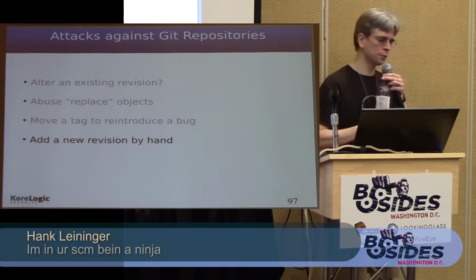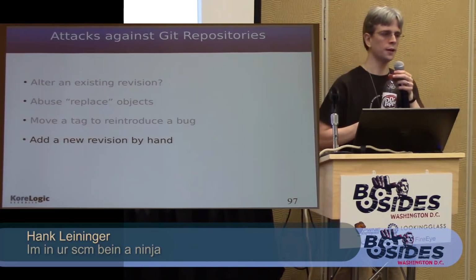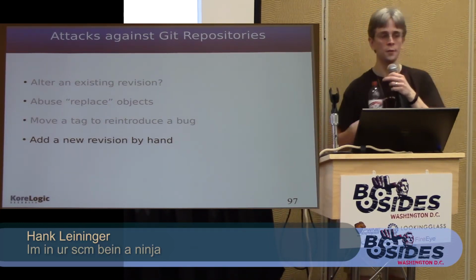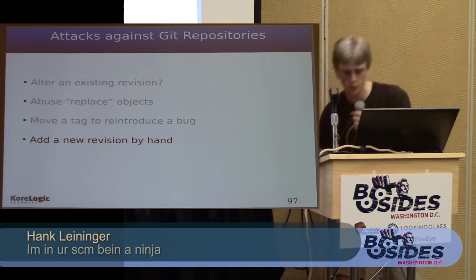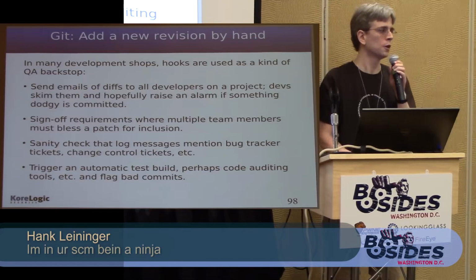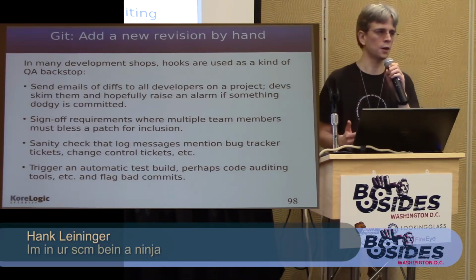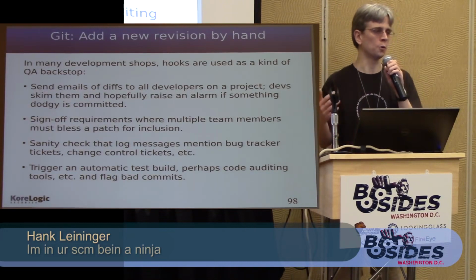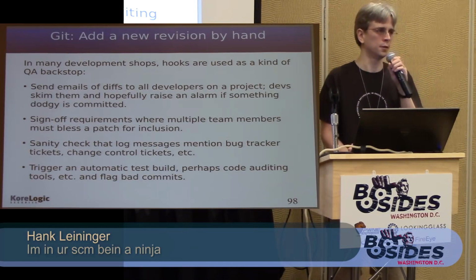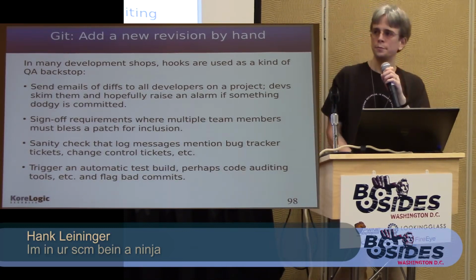All right. And something that's possible in all of these, but I didn't bother with examples for the other two, is adding a new revision by hand. Basically, we're going to put a new head revision in place. Now, why might you want to do that? Well, it goes back to hooks. A lot of organizations use hooks as a quality control check or a sanity check. When you commit code, your diff is supposed to get emailed to all the developers on the team, and they can all eyeball it because they all totally read their email, and it's not spam that they delete at all.